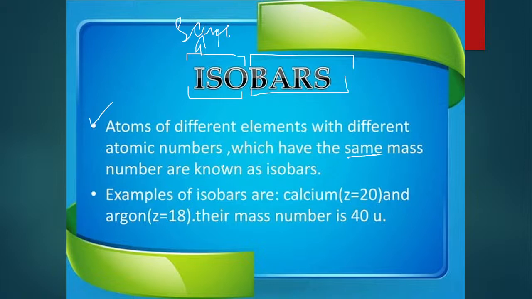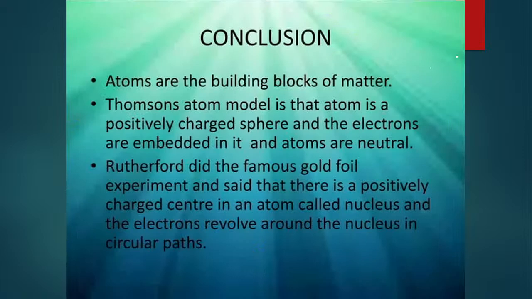Having same mass number but different atomic number. Example, calcium, argon. They both have same mass number, that is of 14. So conclusion is given, but in conclusion I want to explain you one thing. I have talked about isotopes, isobars, but there is one more species which is being found, that is isotones.